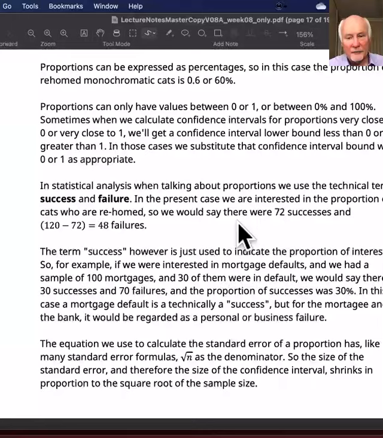Sometimes when you calculate confidence intervals, you'll get a lower bound, or sometimes an upper bound, that is outside that range of 0 to 1. So if, for example, we calculated a confidence interval for a proportion and the lower bound was minus 0.2, that makes no sense, so we would just make it 0. Similarly, if we got an upper bound of 1.1, we would truncate that back to 1. I'm just warning you that this can happen, and that's how you respond to it.